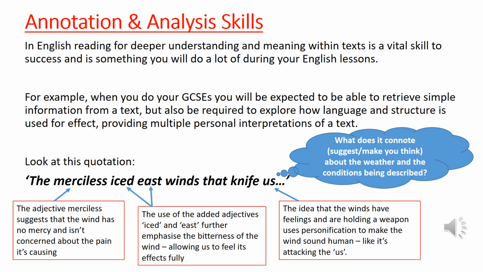This is the us who is being spoken about. And therefore, it's as if the wind is like a person being personified that has no remorse, no feelings of guilt, not bothered how much pain it causes, and it's attacking us, it's coming at us, hurting us, and it's really cold. Now, this is how you annotate a quotation. And when we analyze something, it means you pull it apart, you look for deeper meaning. And the more you can write about a little quotation, so a lot about a little, is really, really useful when you're analysing a text.